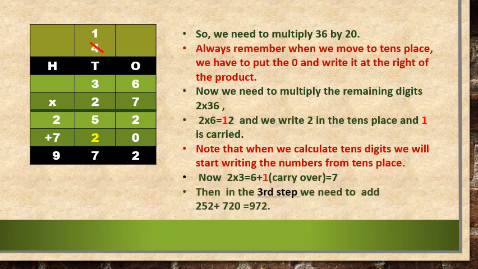Then in the third step, we need to add 252 plus 720. That gives us 972. Okay. So the answer is 972. Followed, girls? Let's try some more examples.